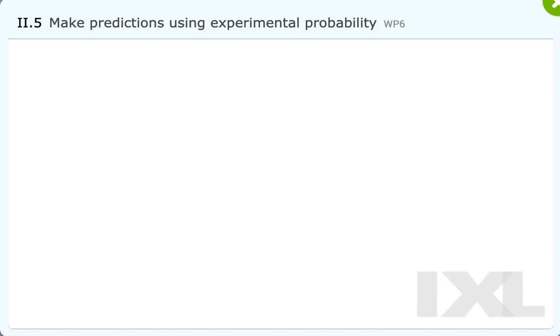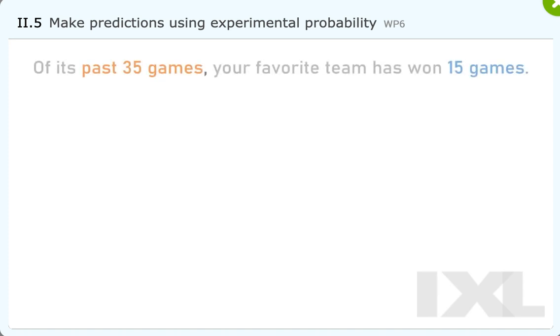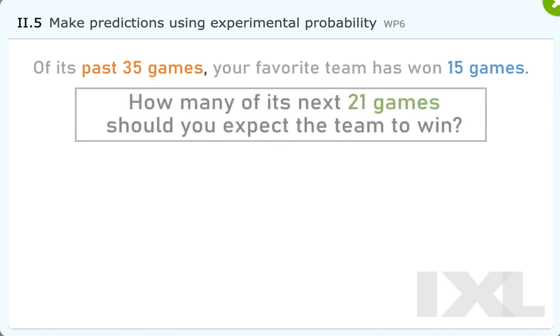Think about your favorite basketball team. Of its past 35 games, your favorite team has won 15 of them. Using this information, how many more games do you predict the team will win if there are 21 games left in the season? Let's answer this question using the same method we've used so far.